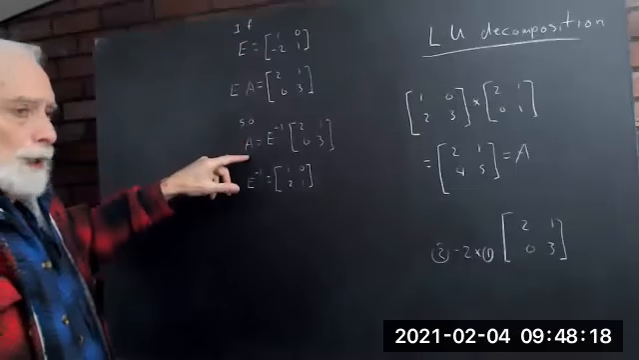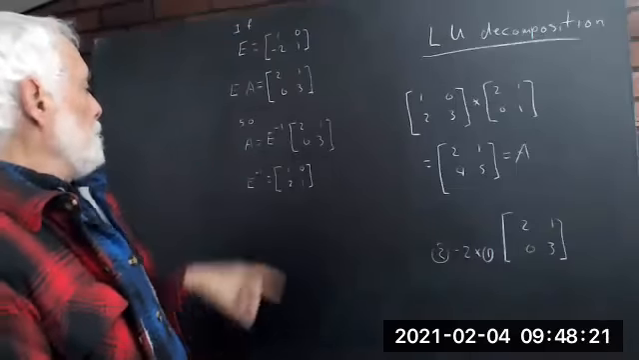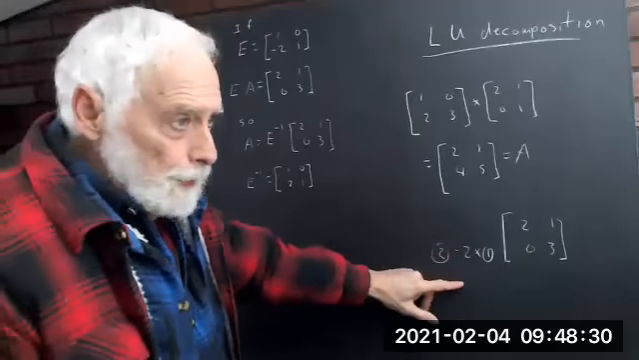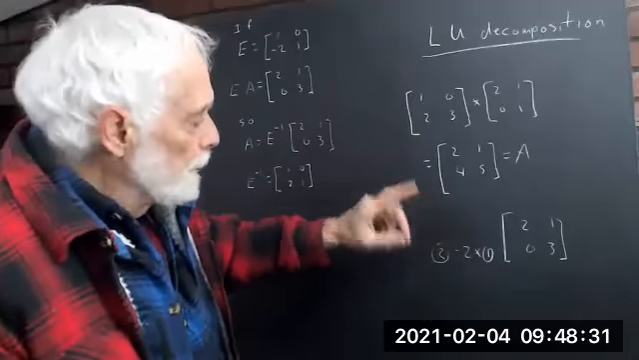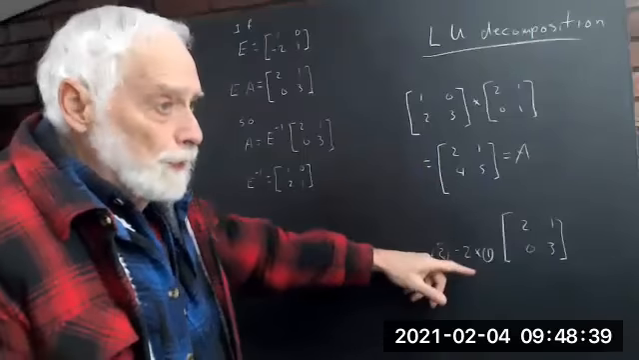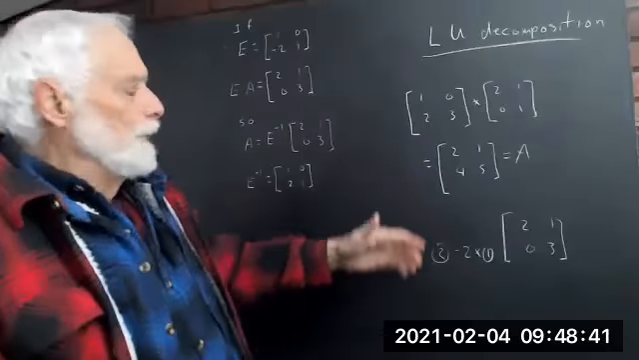So A is the inverse of the elementary matrix multiplied by this. We multiplied both sides by the inverse of the elementary matrix. The inverse of the elementary matrix is a matrix that undoes this operation. This operation subtracts 2 times the first row from the second, and you undo that by adding 2 times the first row to the second.